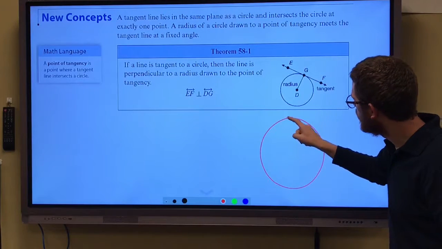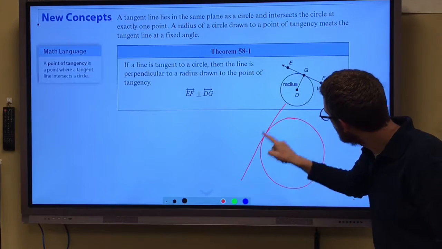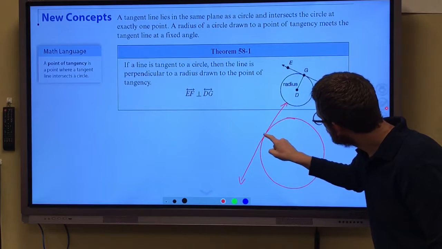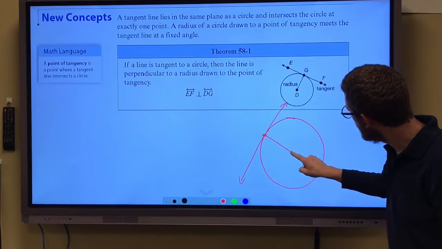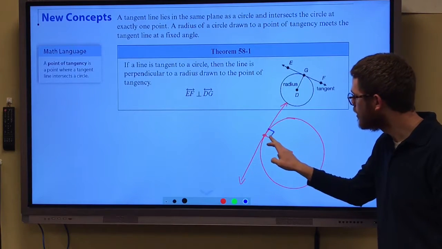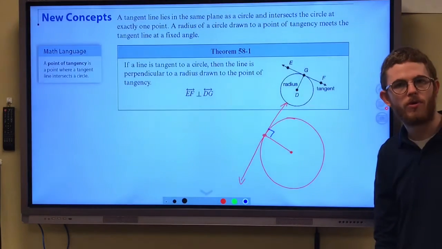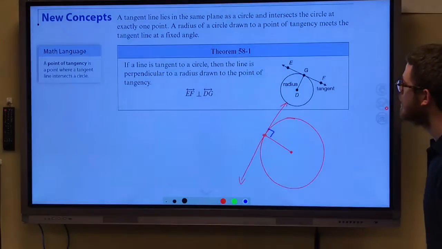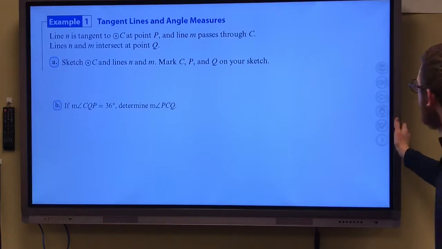Any circle you draw a tangent line to, you see the point of tangency, and if we connect that to the center of the circle to form a radius, you know what? That is forming a right angle. So that's the main theorem today.